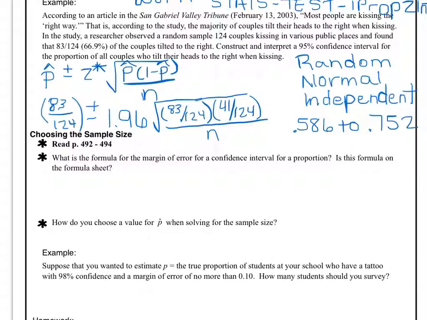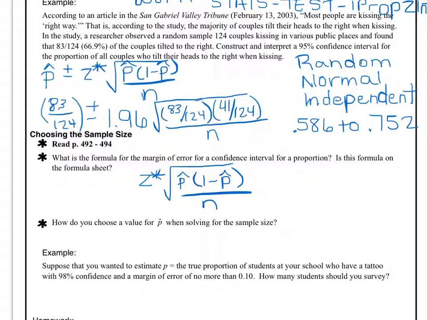There's actually a formula for margin of error where we can solve for the sample size that we would need to get a specific margin of error. And it's just the stuff that's after the plus or minus, because this is what represents our margin of error: our statistic plus or minus the margin of error. So my margin of error formula is z star times the square root of p hat times 1 minus p hat all over n. That would be my margin of error.